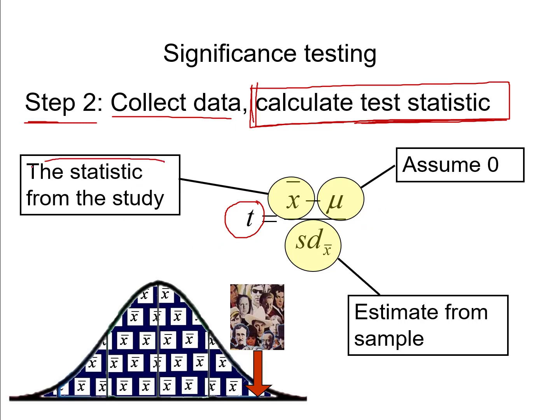We get the statistic from our study, for example, the correlation or the mean or the difference between means, the mean difference or beta weight. We get the statistic from our study, subtract from it the true population parameter, which we assume is 0, divide that by the estimated standard error of our statistic, and we have our t-value. In other words, our statistic divided by its standard error gives us a t-value, and once we have a t-value, we can determine its probability, which is leading us to the next step.